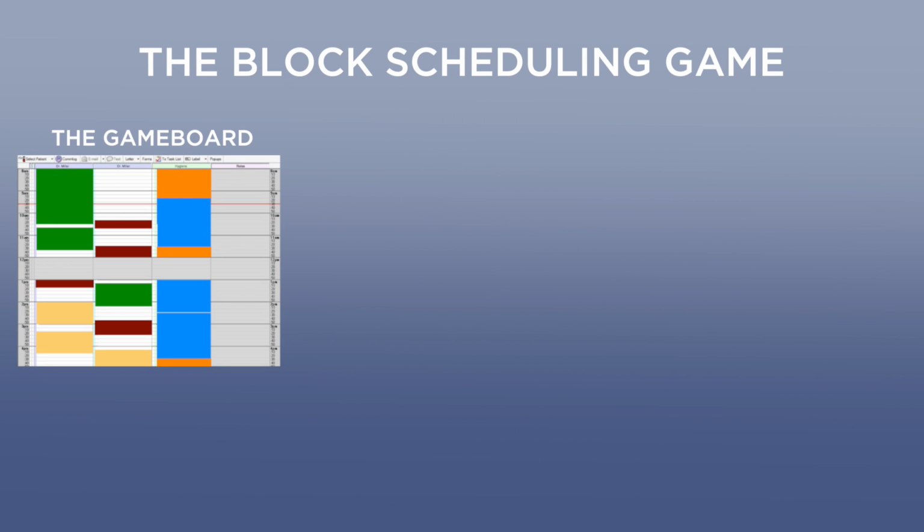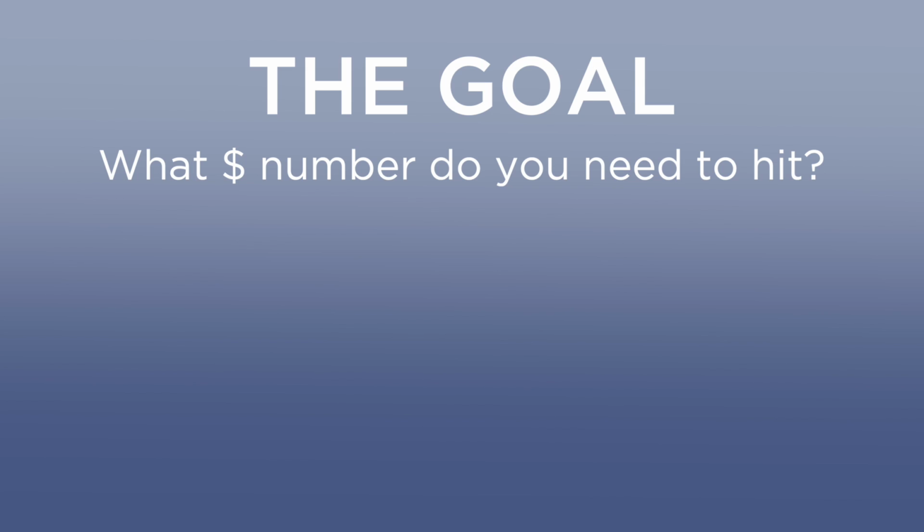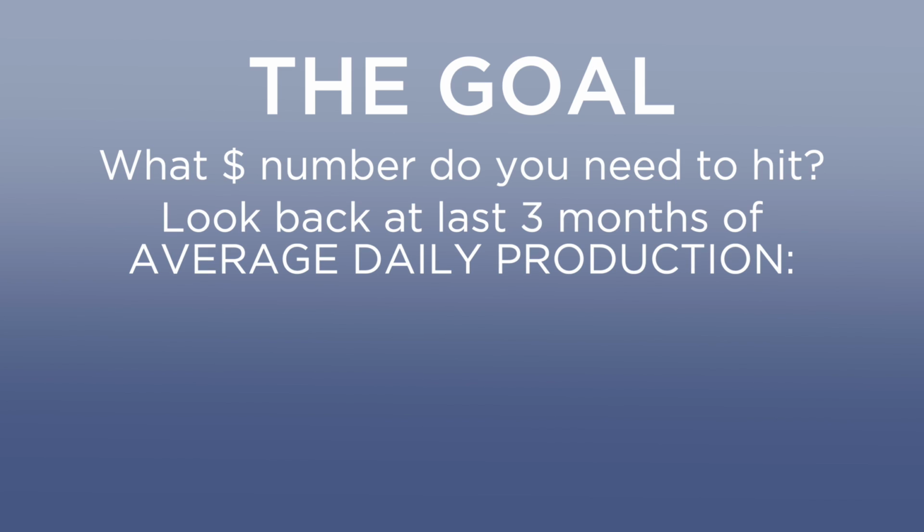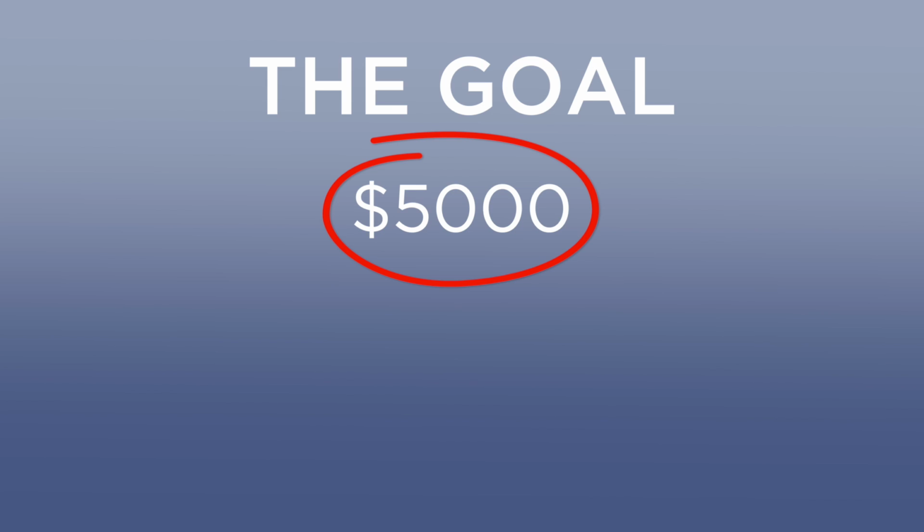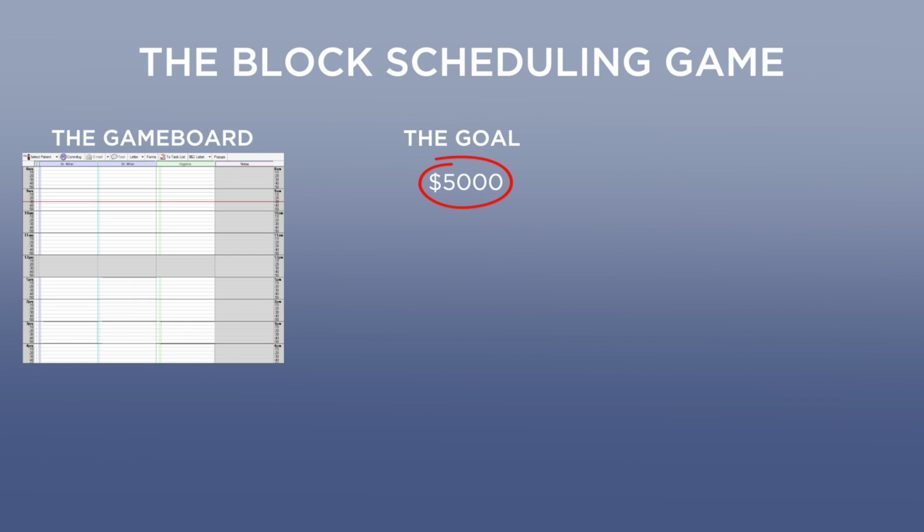Part 2 of the game, the goal. What financial number do you need to hit every day to win? Look back over your last 3 months at your average daily production. Let's say it's $5,000. You can make that your goal. You can increase the goal if you choose. How do you reach your goal?